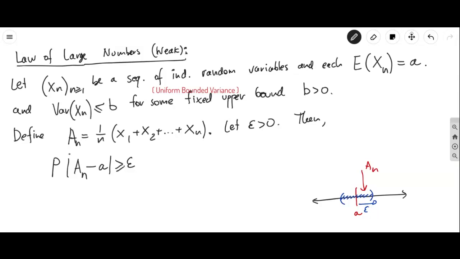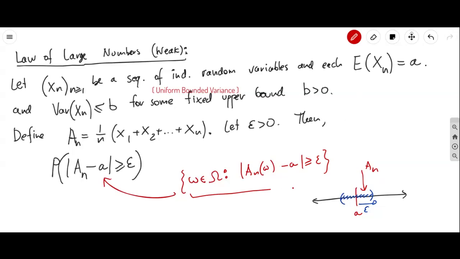You're going to calculate the probability of this. Now, if you're confused by what that means, this is just a shorthand way of saying: you're going to look at the sample space, which we never even bother to reference because we do not need it, but we're going to look at all of the sample points which satisfy this condition. So the condition would be that |an of omega minus a| is greater than or equal to epsilon, and that will give you an event. This is the collection of sample points that satisfies this inequality. And then you calculate the probability of that event.